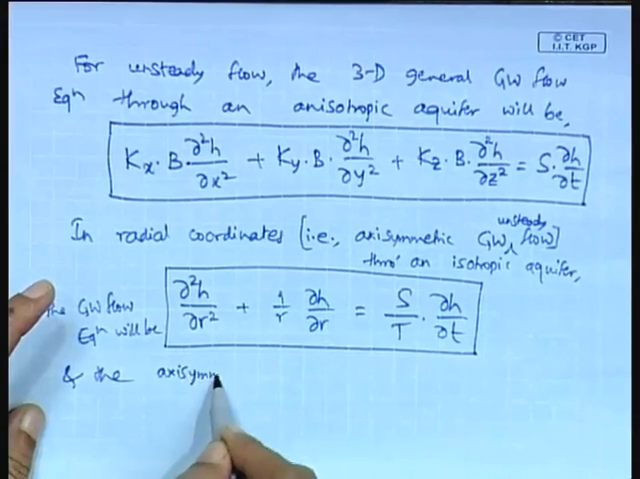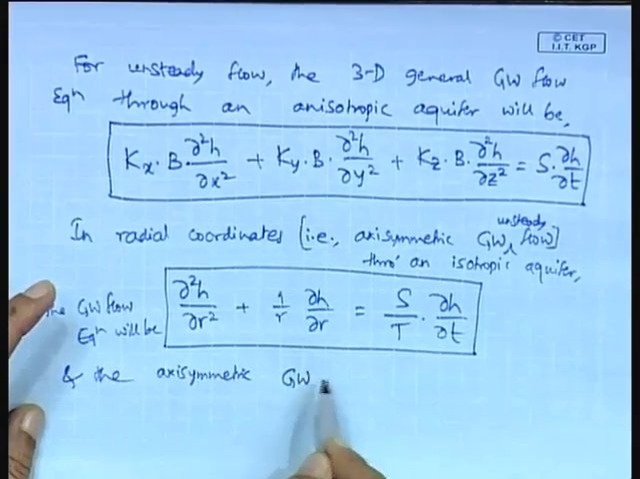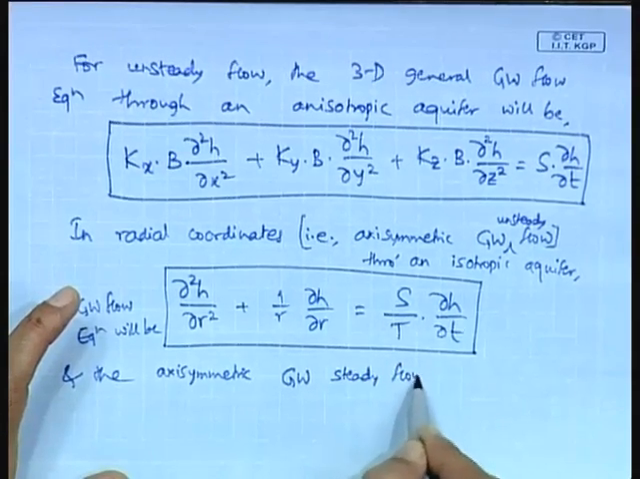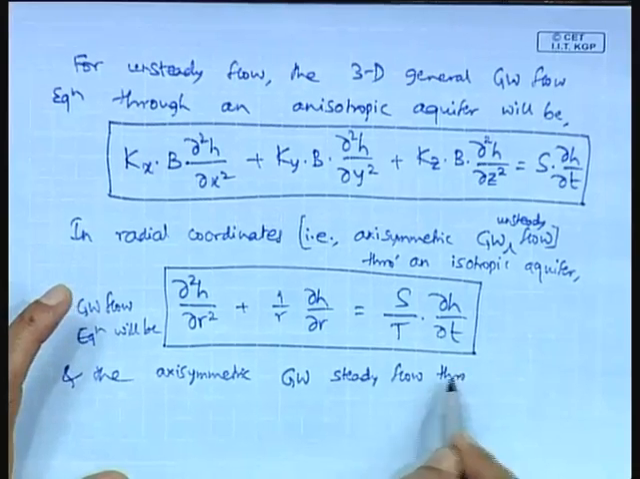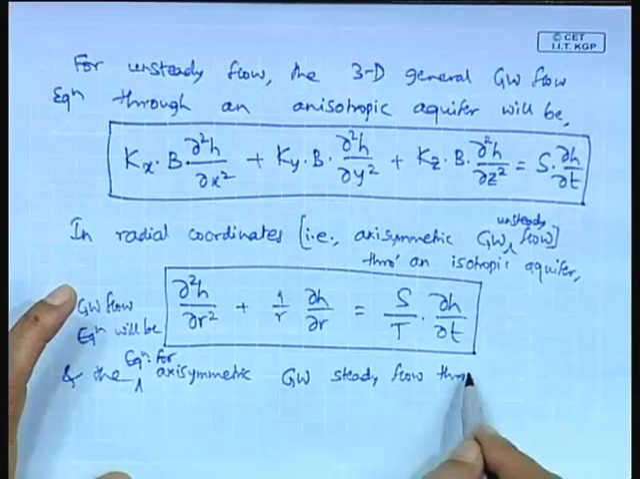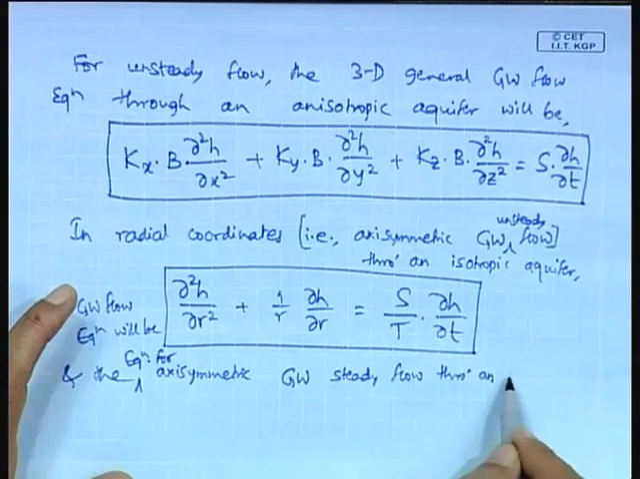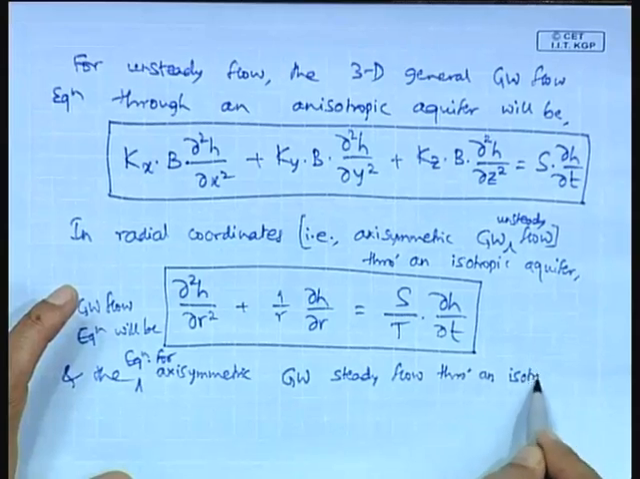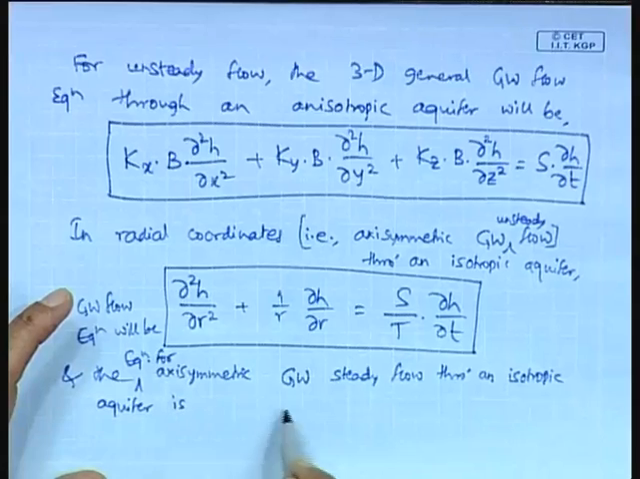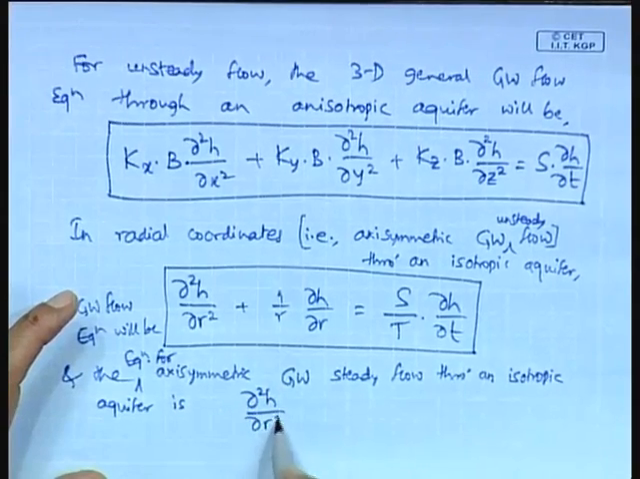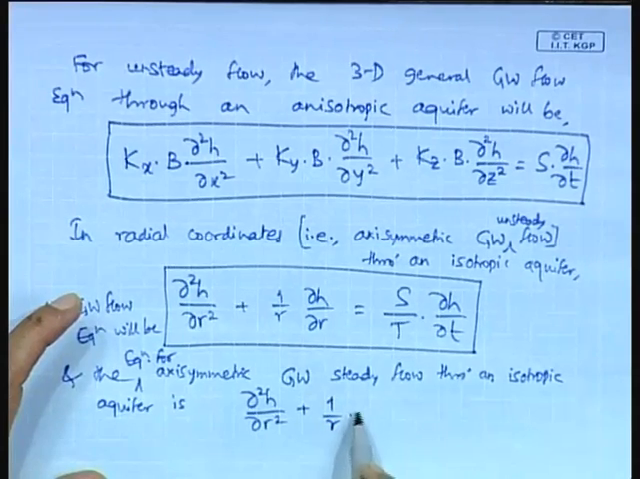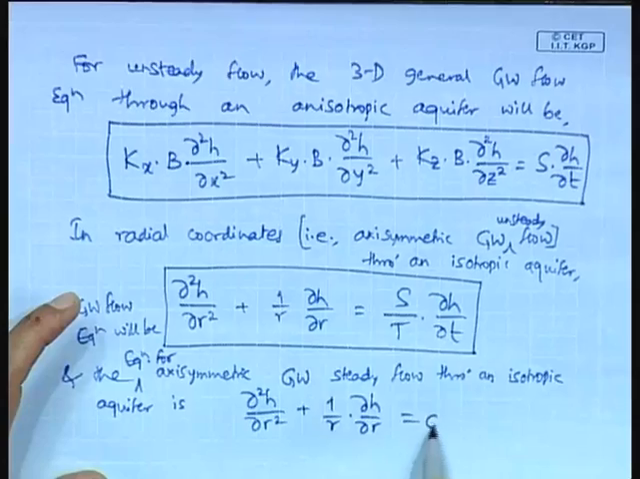Now the axisymmetric groundwater steady flow. The equation for axisymmetric groundwater steady flow through an isotropic aquifer is d square h by d r square plus 1 by r d h by d r is equal to 0.